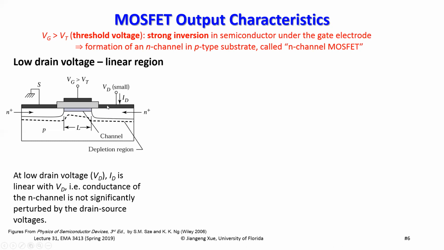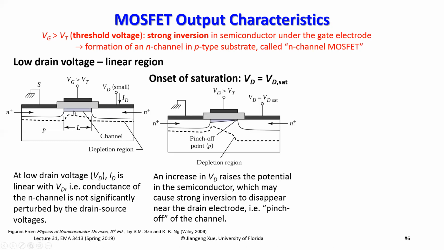But if we apply a high enough drain voltage, then we are going to have a higher potential in the semiconductor because of the drain voltage, and that will partially compensate for the gate bias we apply. So in this case, maybe at some point we're going to have the depletion region or the strong inversion region disappear. So we so-called pinch off. So it'll still be inverted, but it's no longer strongly inverted. It's only a weak inversion. So with this pinch off, now we're going to be seeing the current deviating significantly from the linear dependence.